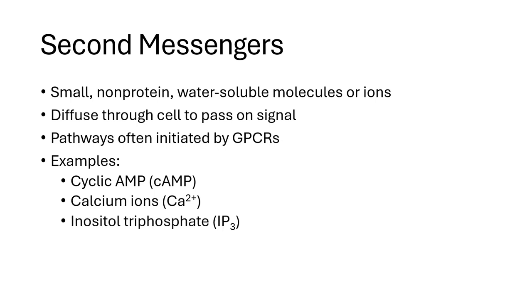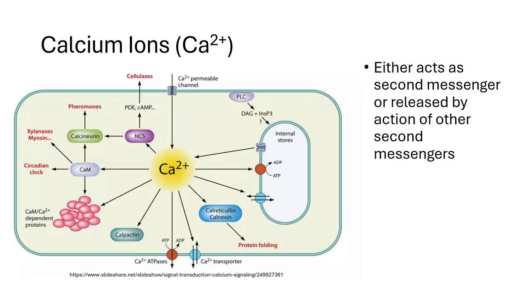I'm going to put inositol triphosphate or IP3 up here, even though it doesn't tend to show up very much on the test, just so if you see it, you know that's a second messenger. So calcium ions can act as a second messenger, or they can be released due to the activity of one of these cell pathways.